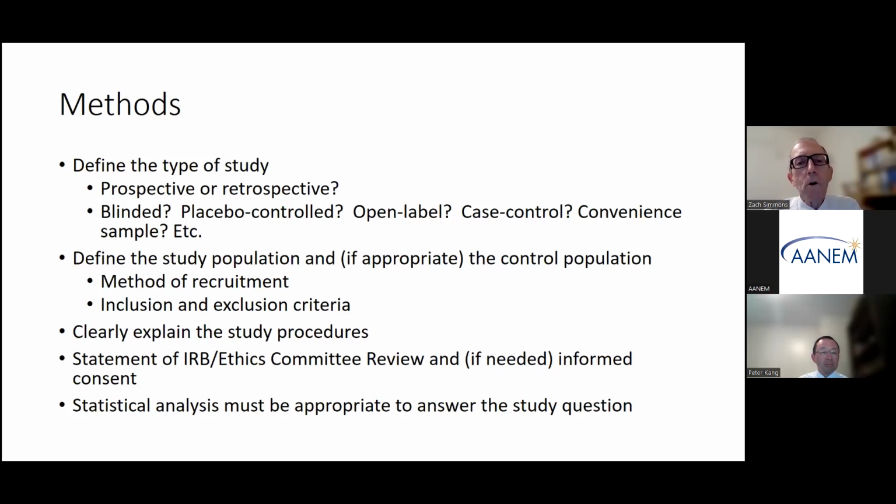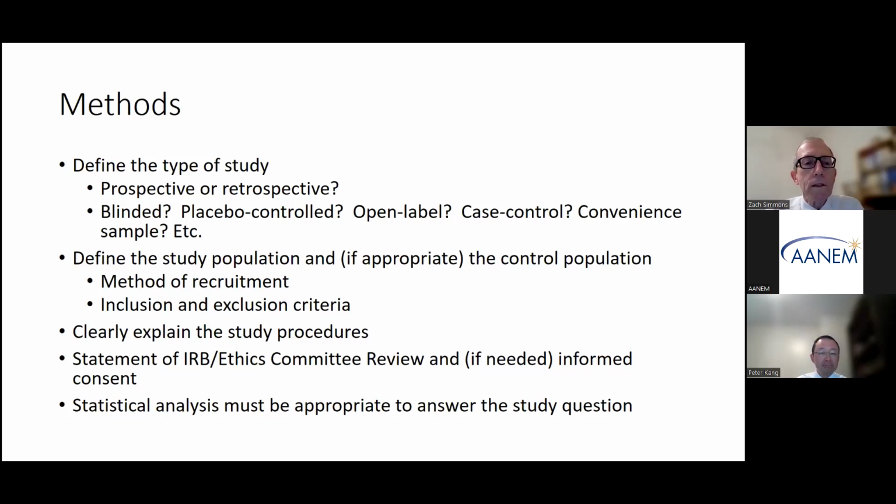The methods also need to define the patient population, and if appropriate, the control populations. What is the method of recruitment? What are the inclusion and exclusion criteria? If those are not explicitly stated, really the reviewer needs to ask the author to do so. And then the author needs to clearly explain the study procedures. And usually most authors are very good about doing that in the methods.